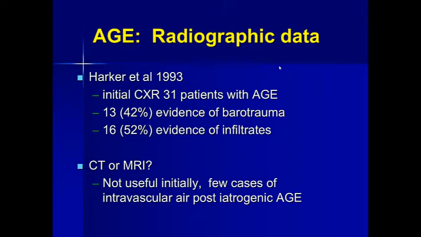Is X-ray or CT MRI helpful? Not always. In this study by Harker in '93, they looked at 31 patients with gas embolism. They only found about 40 to 50% of people with any kind of lung abnormalities or pathology. So if you don't see barotrauma, it doesn't necessarily exclude gas embolism. Some of these had infiltrates, again, just from local alveolar injury. And then CT, MRI, again, not useful initially.